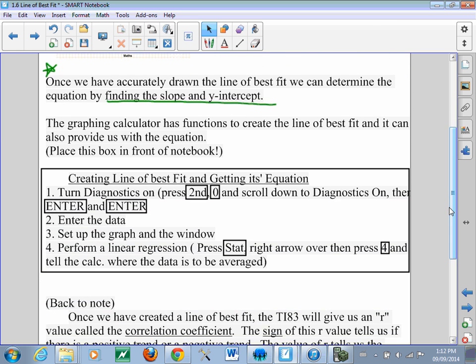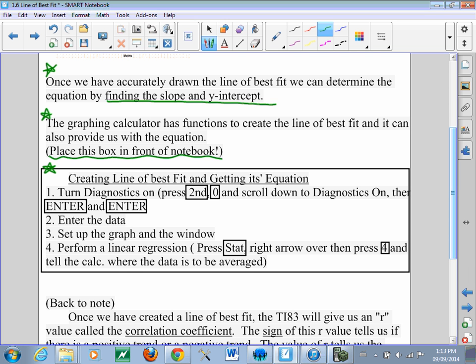And again, you can find any of this technology on the website, free apps that can be on your phone or on your tablet or iPad. Okay? So taking a look here, the graphing calculator has functions to create the line of best fit. It can provide us with the equation. So if yesterday you started your own sheet with graphing calculator buttons, you may want to place this at the front of your notebook, and you keep all your graphing calculator instructions together. So that's what that means, folks, if you want to place this box in front of the notebook. So that would be on your calculator button sheet. Okay? If not, you might want to start one with this. Okay? And you want to write this box in exactly as it is.